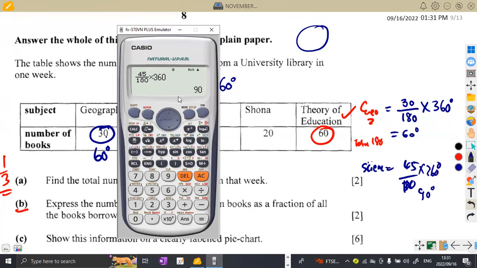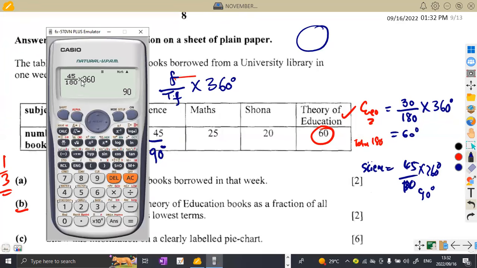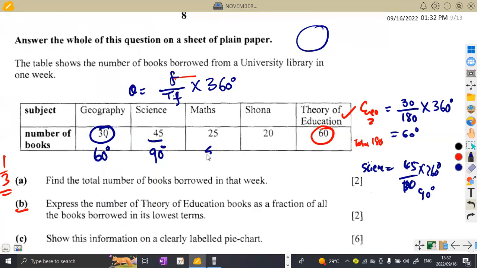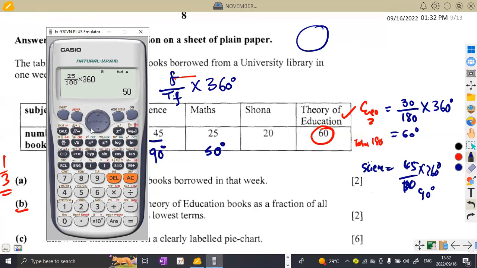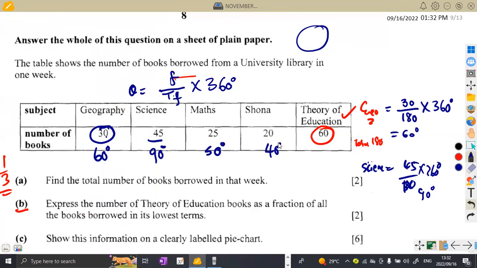So guys, do not waste much time. Let us quickly take from this. Maths is 25. So you're just going to substitute 25 in place of maths here. So delete this and put 25. So this one is 50 degrees. Shorter is 20. So you move on to shorter, which is 20 here. Okay, so that's 20, which is 40 degrees.